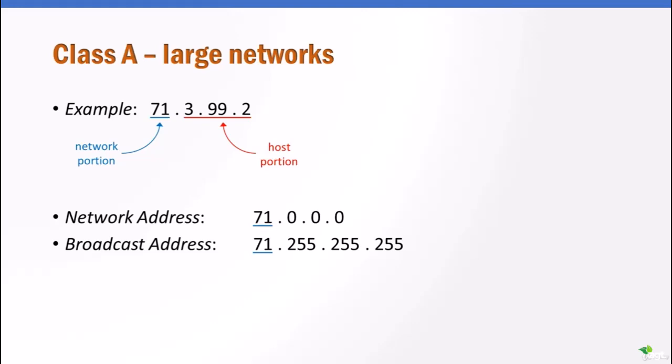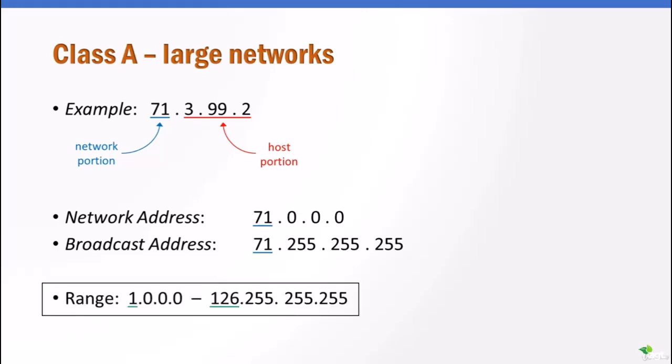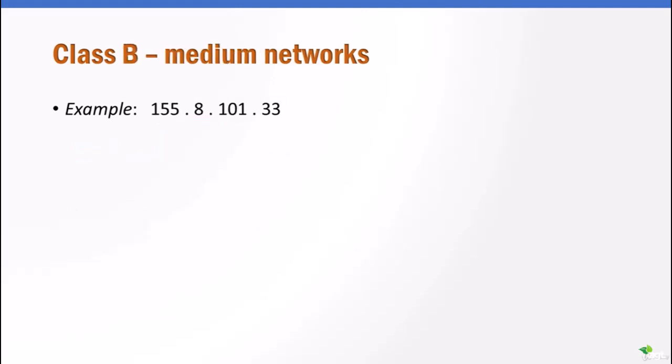Now, how do we actually know to which class a certain IP address or an IP range belongs? We determine that by looking at the first octet. So class A addresses are somewhere in between 1.0.0.0 and 126.255.255.255. So if we have the first octet ranging from 1 to 126, we have ourselves a class A IP address.